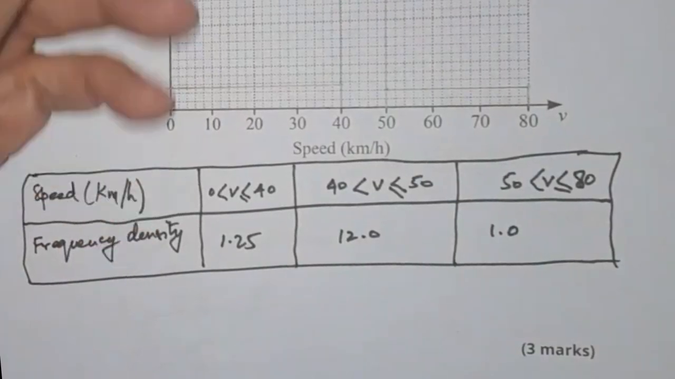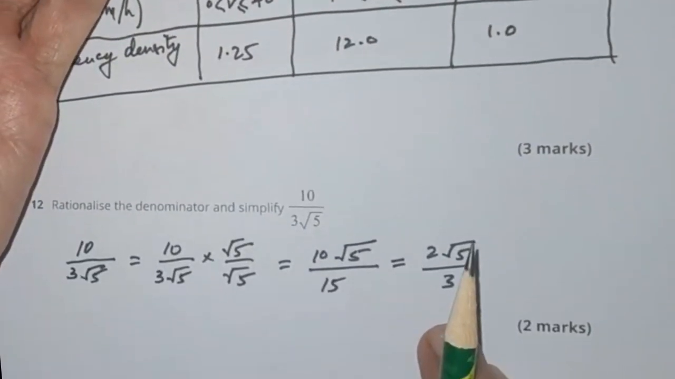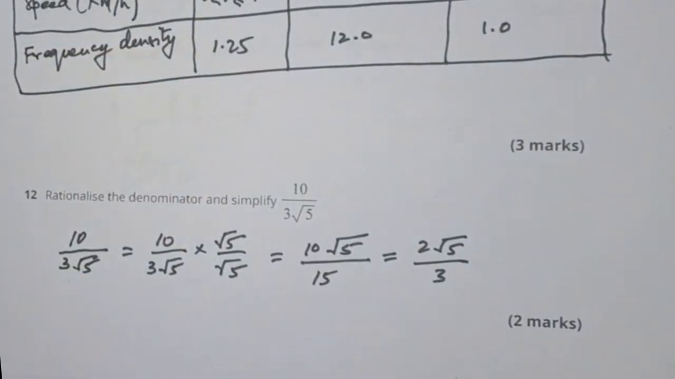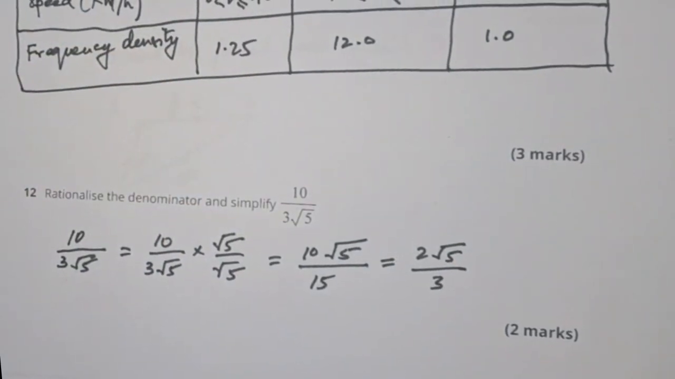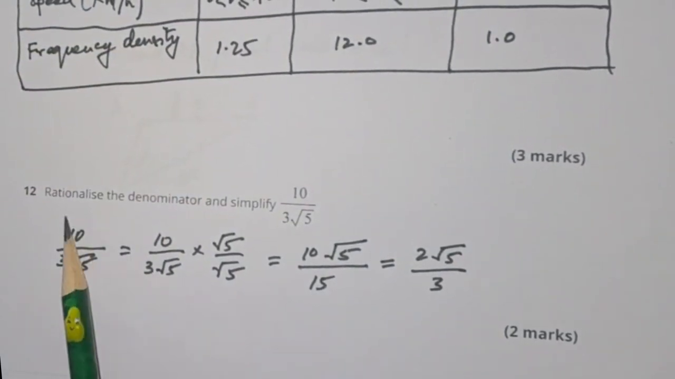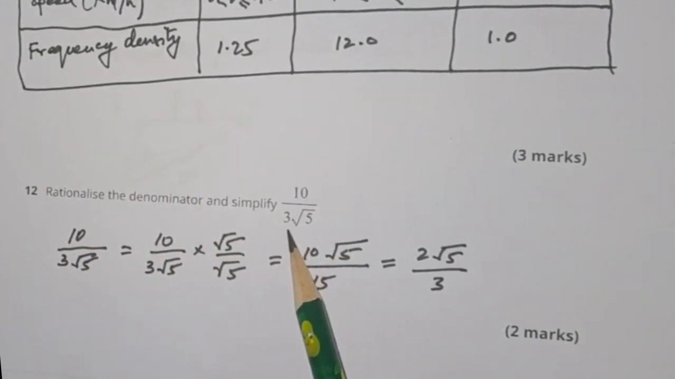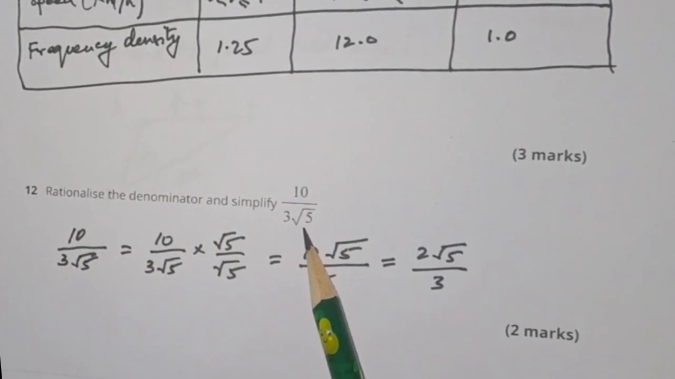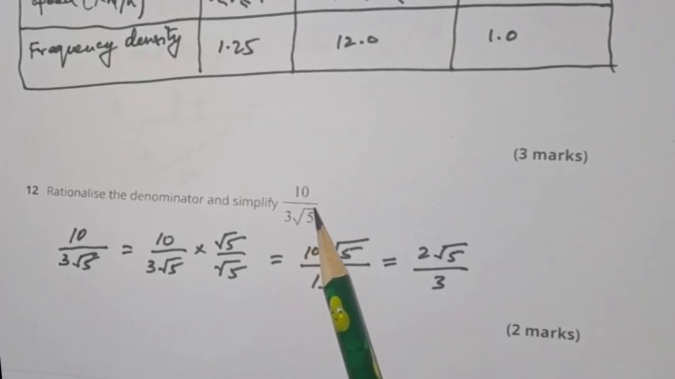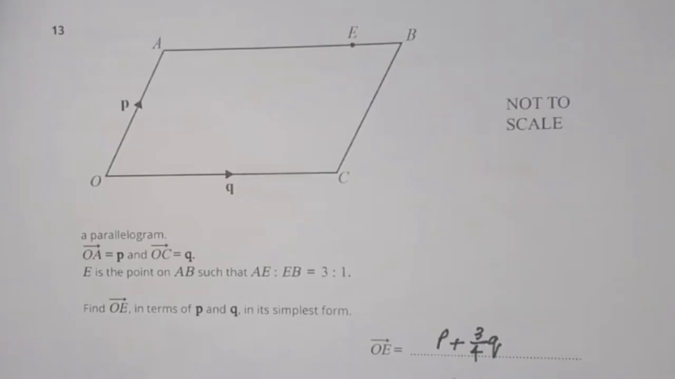Then we go to question number 12, and question number 12 is: rationalize the denominator and simplify 10 over 3 root 5, and rationalize means that this root.